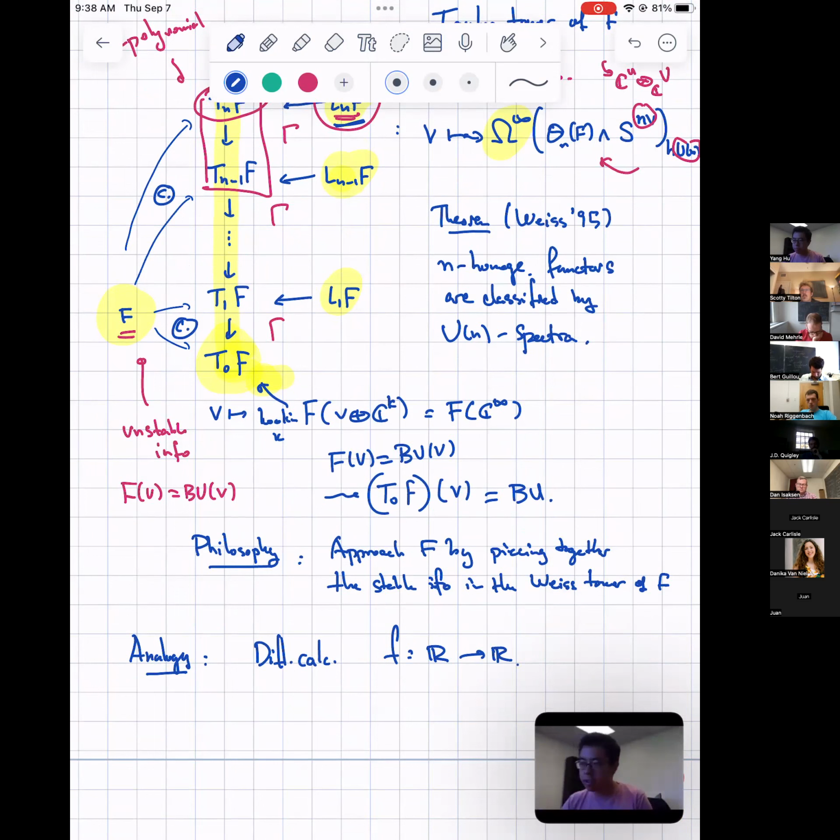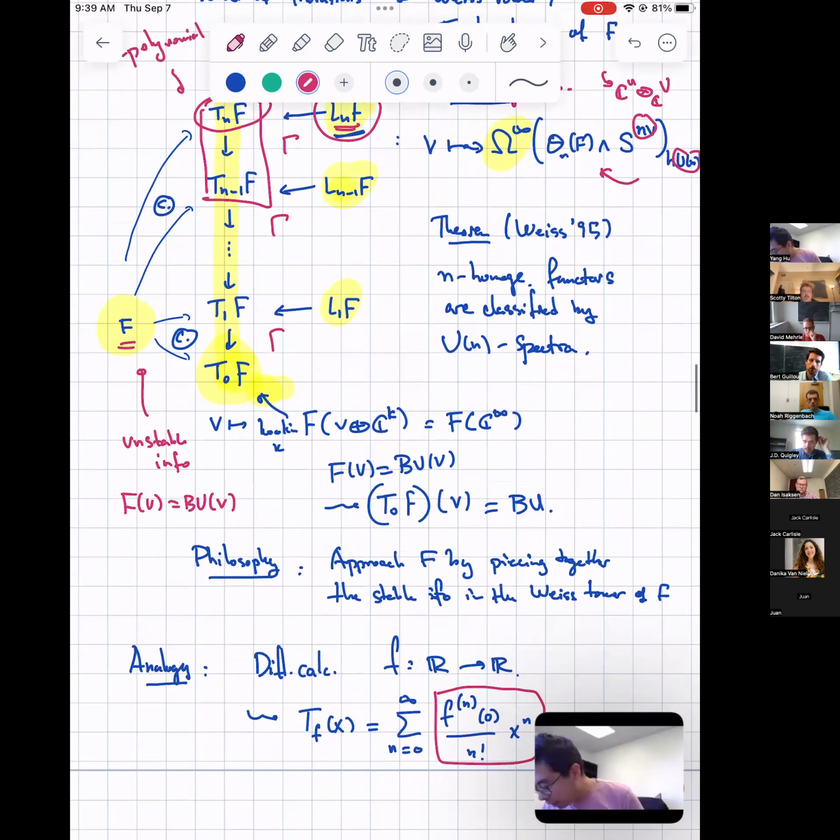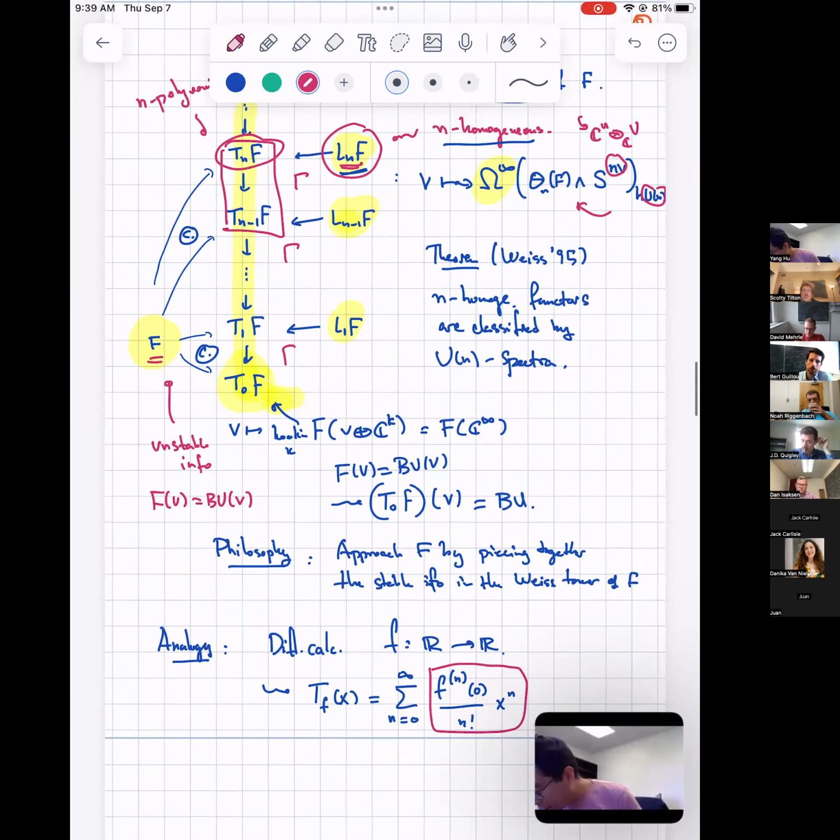If f is differentiable, we can take its derivative. If it's smooth, we can take all the derivatives, and we can gather all these derivatives together to form the Taylor series. So for example, the Taylor series at the point 0 is the sum of f to the n-th derivative at 0 divided by n factorial times x to the n, where n goes from 0 to infinity.